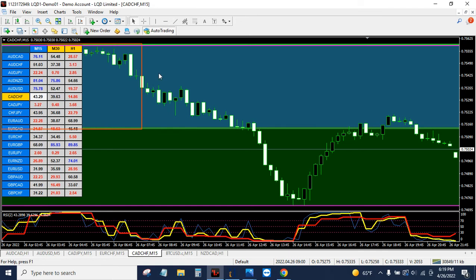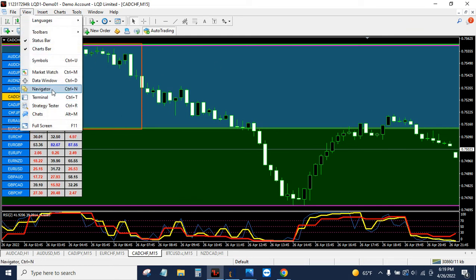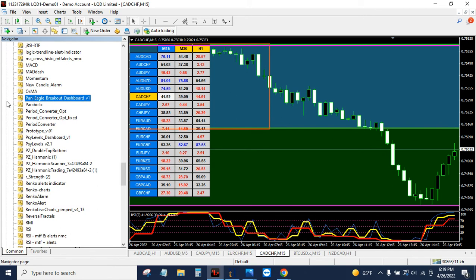Hey, gentlemen, ladies, I want someone to help me code this dashboard into an EA, a robot. It's a Pan Eagle Breakout dashboard. Someone did everything for me on one dashboard, and this is the name of the dashboard: the Breakout of the Pan Eagle indicator.